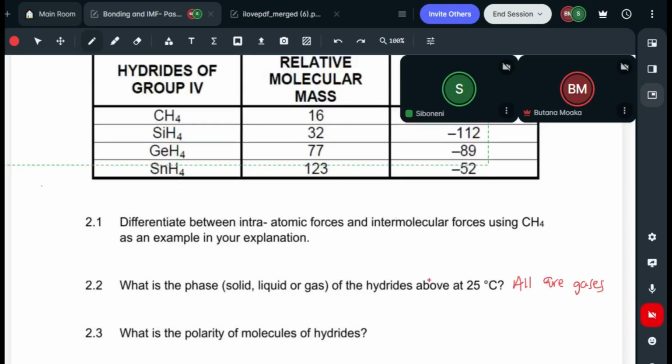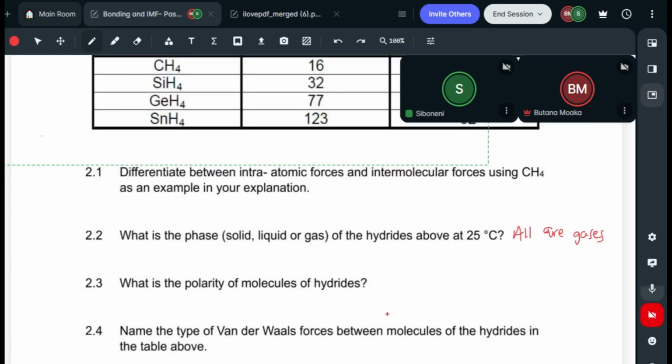Is it hydrogen bonds? No, the polarity. Now, if you look at this, it's hydrides of group 5, which have the tetrahedral shape, which is symmetrical. If it's symmetrical, then the dipoles cancel out, making it non-polar.